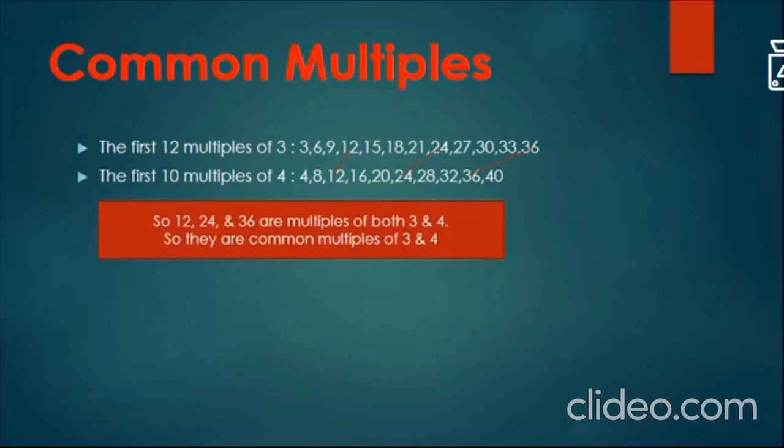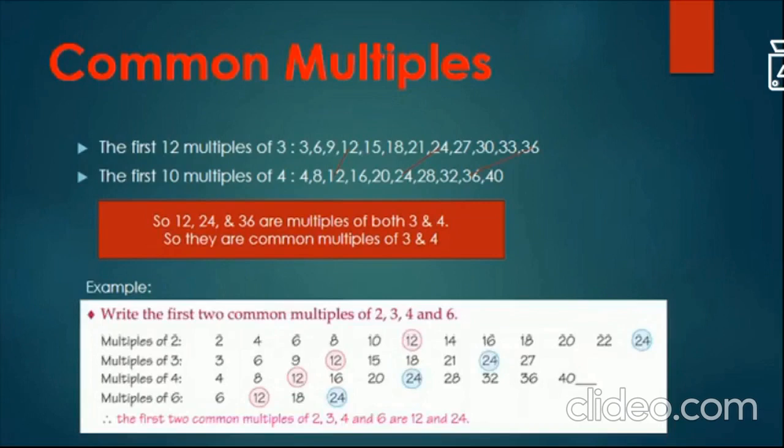So here 12, 24 and 36 are multiples of both 3 and 4. So they are common multiples of 3 and 4 because they are in both the numbers. They are multiples of both the numbers. So these are common multiples of 3 and 4. Let us find some more examples and we will take some more numbers.